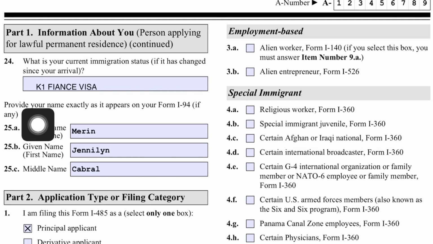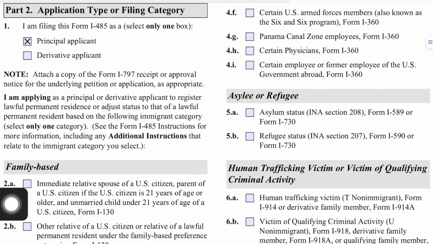Okay, the next one, provide your name exactly as it appears on your form I-94, if any. So this is the name which appears in my I-94, which is my single name. So I put Jhen Cabral. So part 2 is application type or filing category.